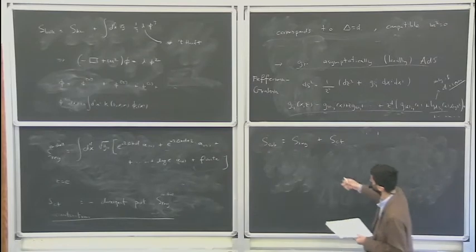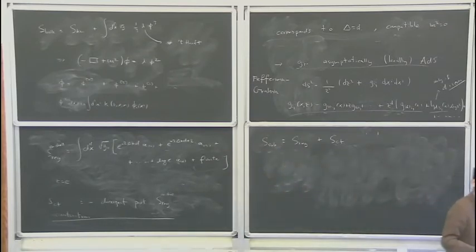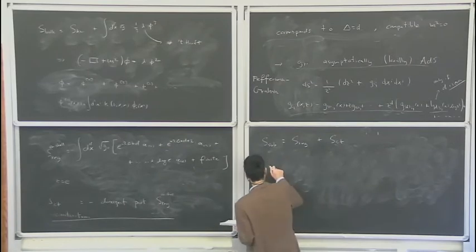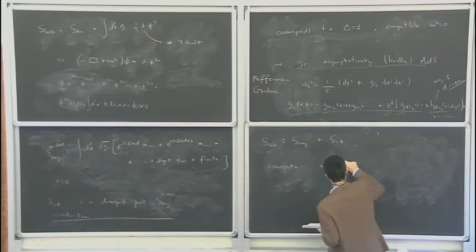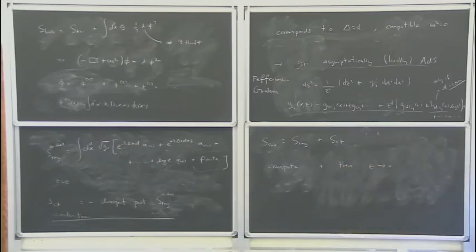So this subtracted action is used to compute, for example, the correlation function that you are interested in. And the rule is that you compute whatever you need to compute with this subtracted action. And so first compute, and then send the regulator to 0. So as in any computation, you first compute in the regulated setup, and then remove the cutoff at the end.